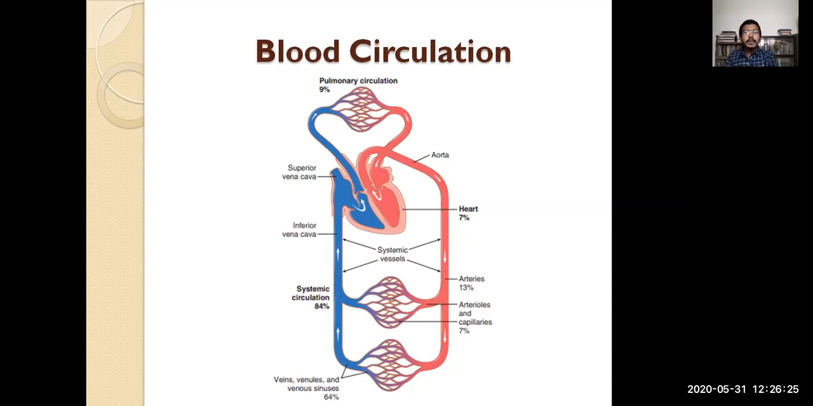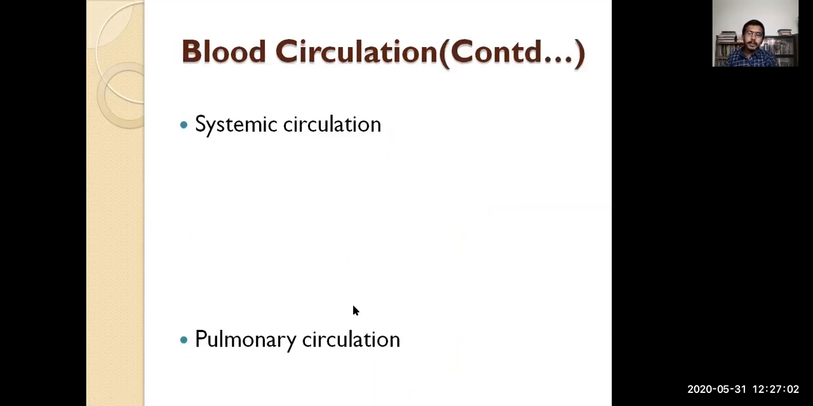And the circulation is divided into two types: pulmonary circulation and systemic circulation. In normal condition, the pulmonary circulation accounts for about 9% of the total blood volume, whereas the systemic circulation carries about 84% of the total blood volume. Whereas the heart accommodates only about 7% of the total blood during the circulation process. What is this pulmonary circulation and systemic circulation?